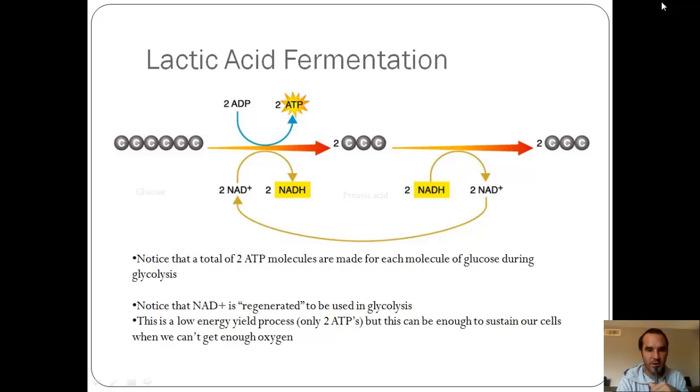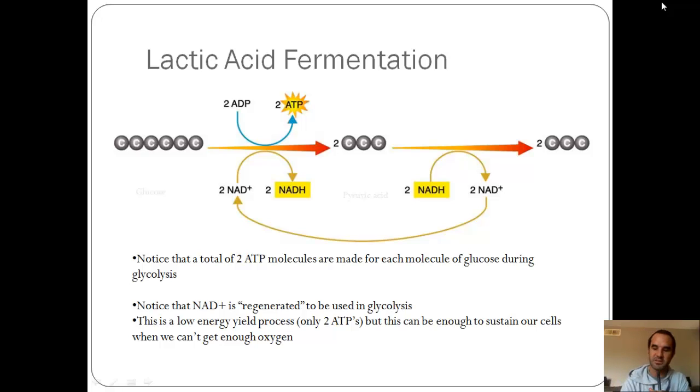A total of 2 ATP molecules are made for each molecule of glucose. So you have 1 molecule of glucose, and you make 2 ATP. There's another helper molecule called NADP, and that molecule gets continually regenerated so that the process can keep going. It's a low energy yield process, making only 2 ATPs, but it can be enough to sustain our cells when we can't get enough oxygen.